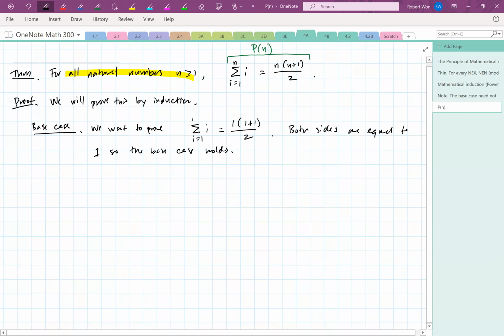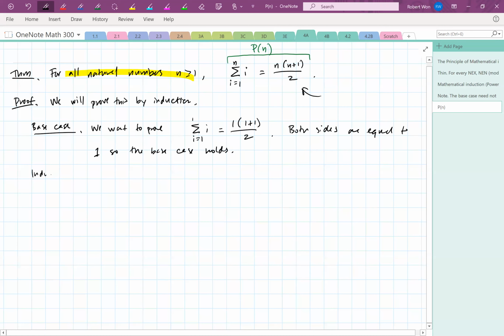So the base case is always really easy, or not always, but often very easy. You're trying to prove something for all natural numbers n, but you get to just check one case. And one case, oftentimes you can just plug in and then see that it's true, right? So it's no surprise that this formula is true if you let n equals 1.